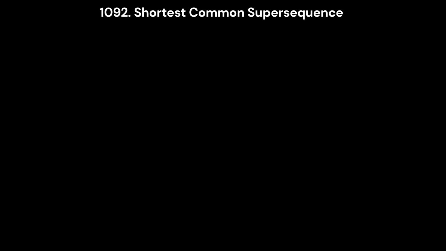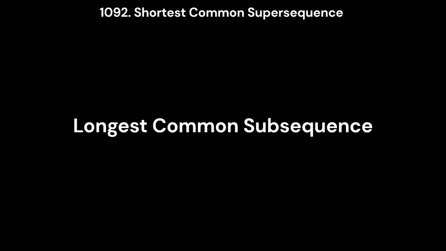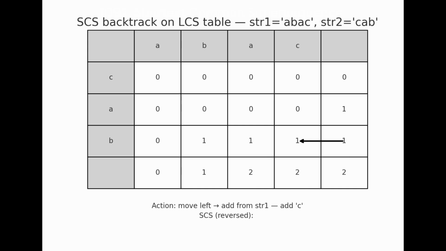Finally, we reach the last problem of this month, and it's a hard one. This problem is a follow-up to longest common subsequence. The DP table is helpful since it tells us how much the fronts of the two strings can share. Think of it as an overlap score.